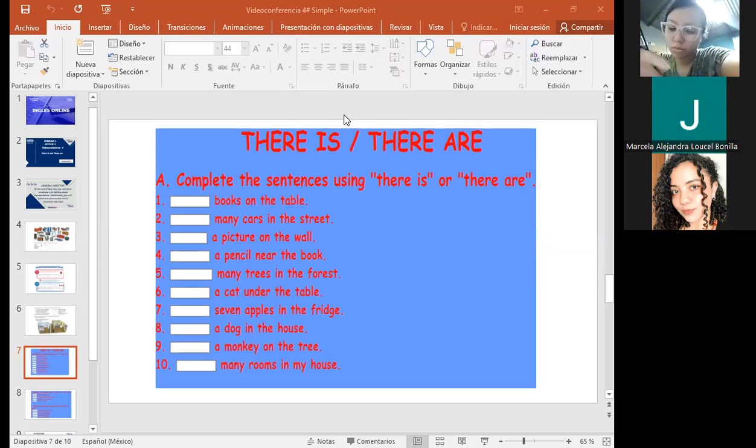is there, ¿verdad? Yeah, is there a police station? La estación de policía está cerca del hospital. Is there. Y la de bananas, are there. Varias bananas. Sí, correcto. Number five, parece que hay trees? Varios, hay varios árboles en el parque. Es are there.